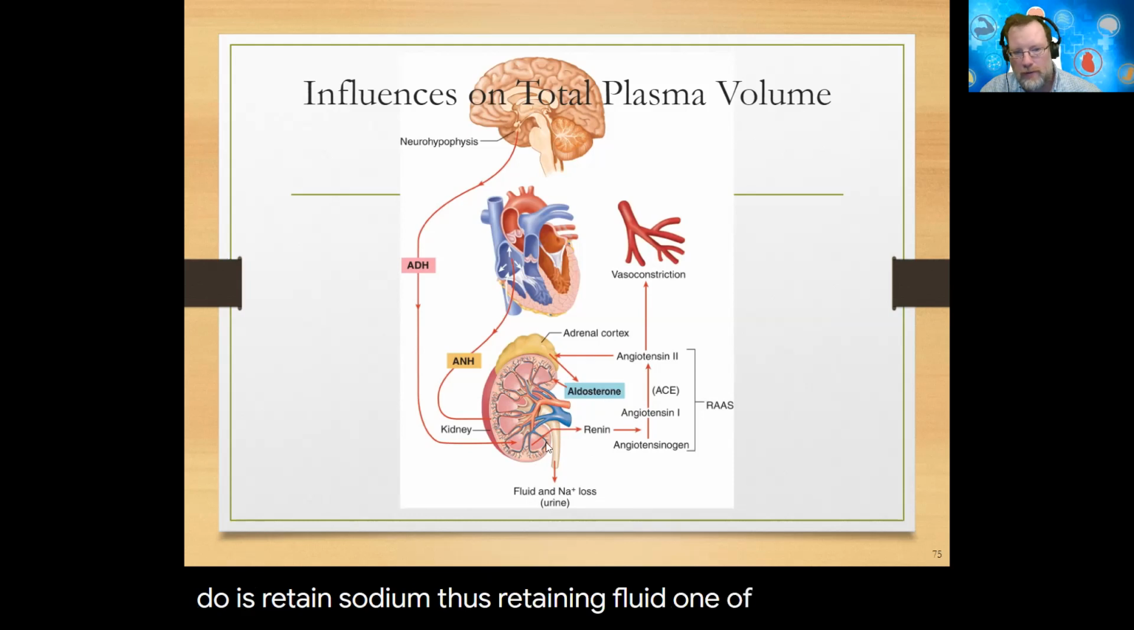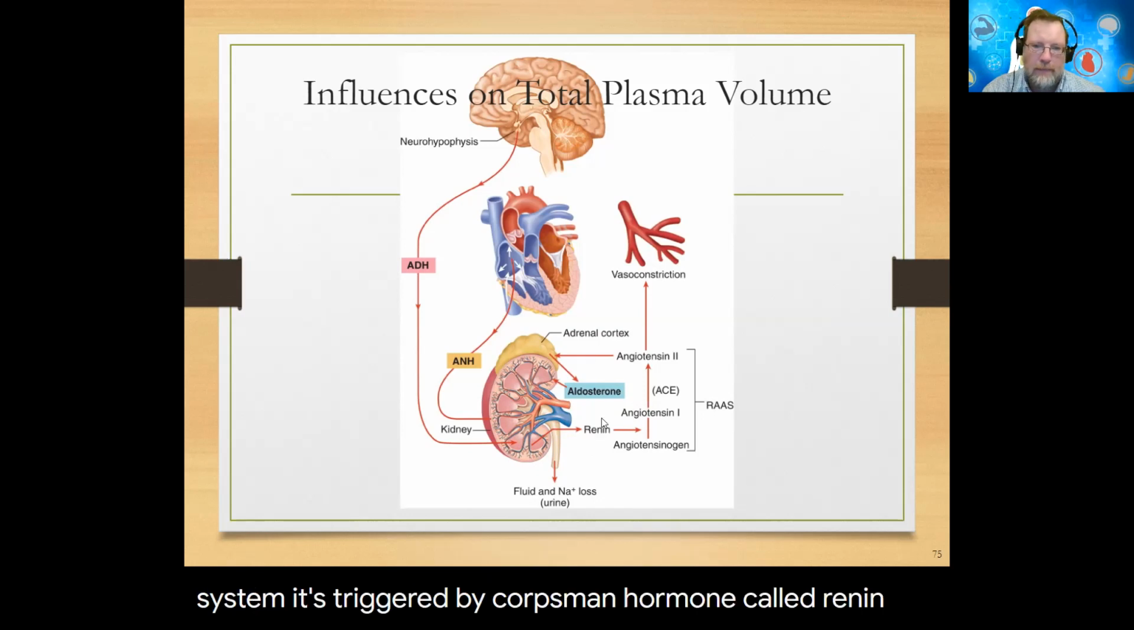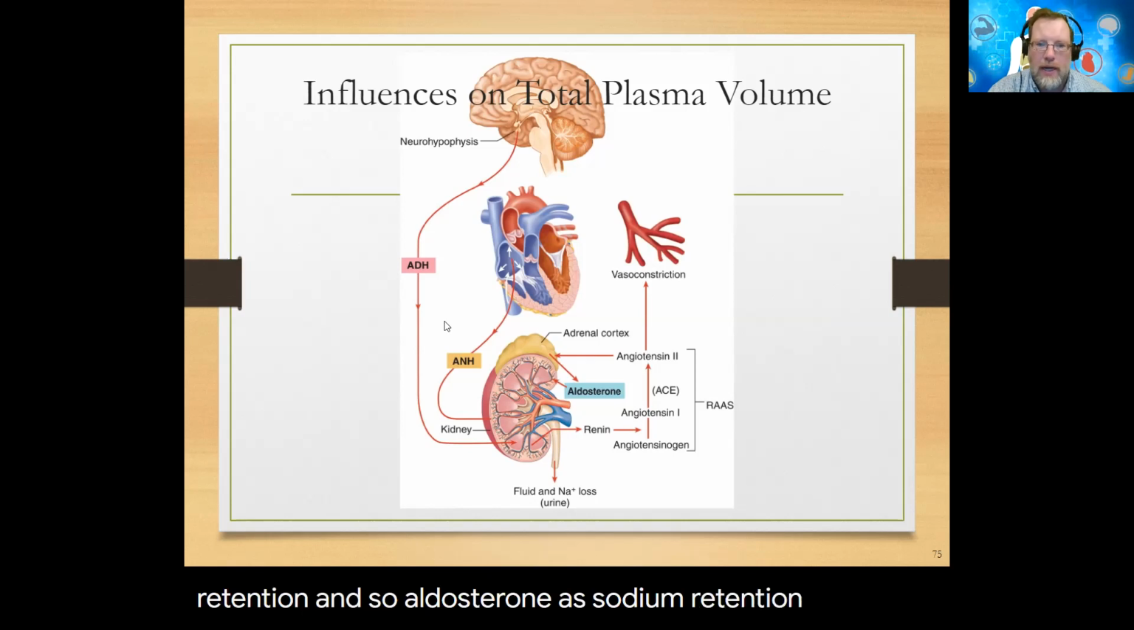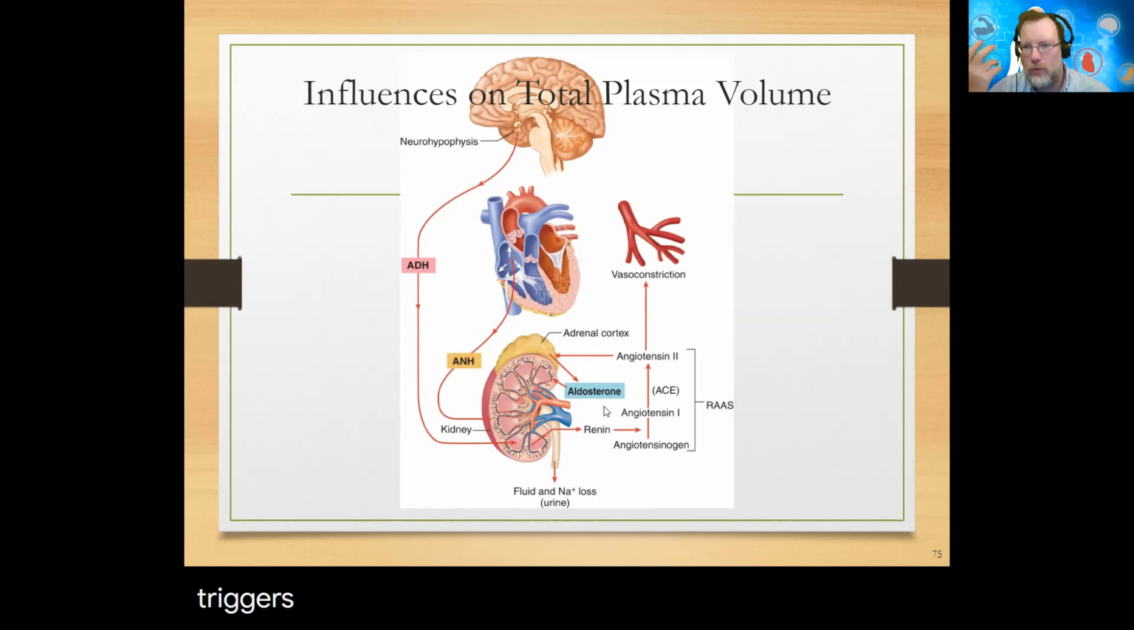One of that RAS system, it's triggered by a hormone called renin and aldosterone. And aldosterone is going to trigger potassium balance as well. And then, potassium, sodium retention. And so aldosterone triggers sodium retention. ADH triggers fluid to follow that pathway.